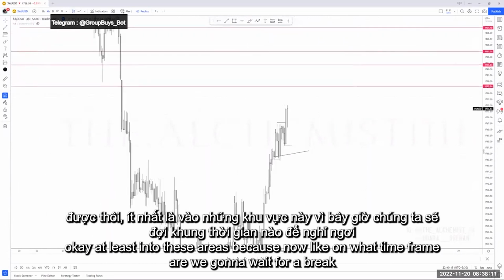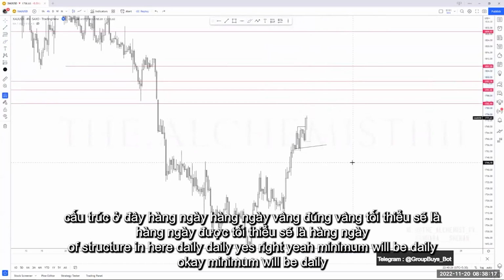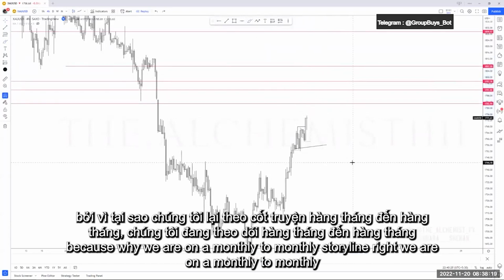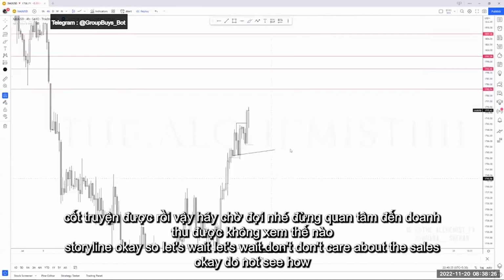Because now, on what time frame are we going to wait for a breakout structure in here? Daily. Daily, yes. Minimum will be daily, because why? We are on a monthly to monthly storyline, right? Okay, so let's wait.